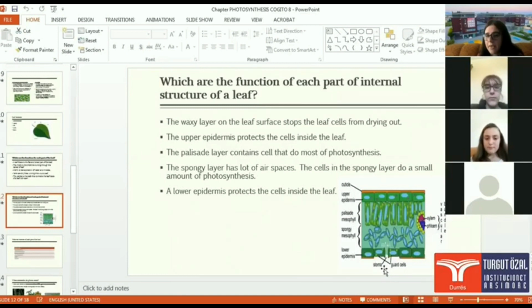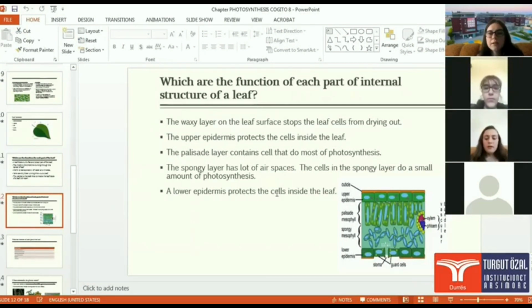Please don't forget that we start with the cuticle, then the upper epidermis, then the palisade mesophyll, the spongy mesophyll, and the lower epidermis. In the lower epidermis, there are stomata with guard cells. Now, what is the function of the waxy layer? Can you say it, please, Gentiana? The waxy layer stops the leaf cells from drying out.